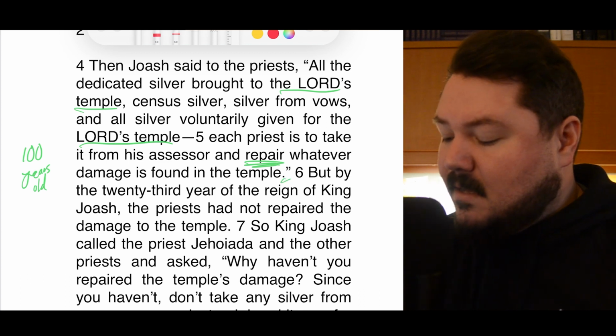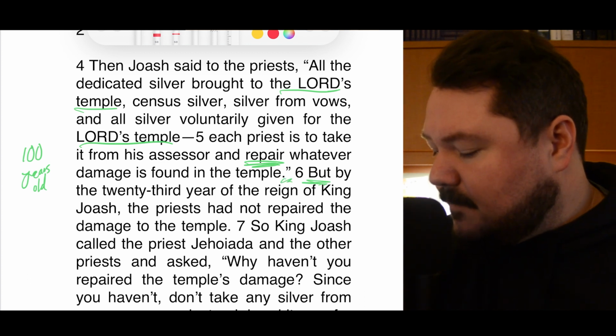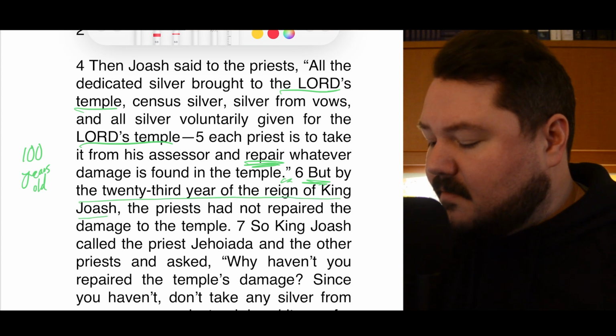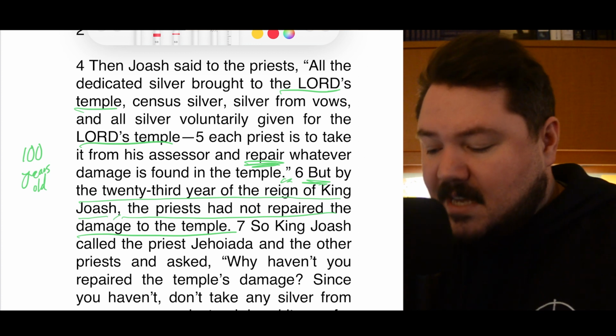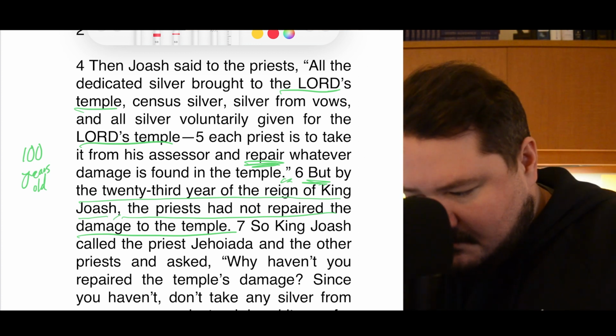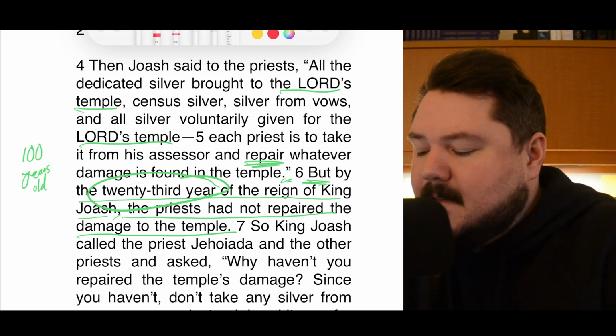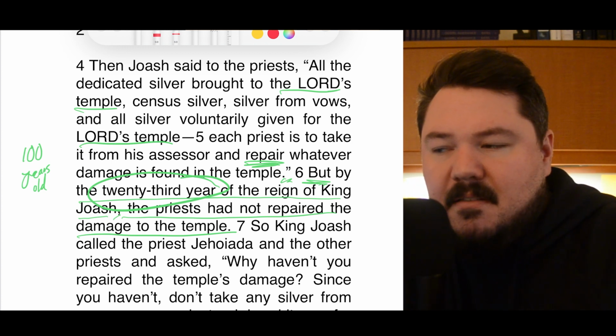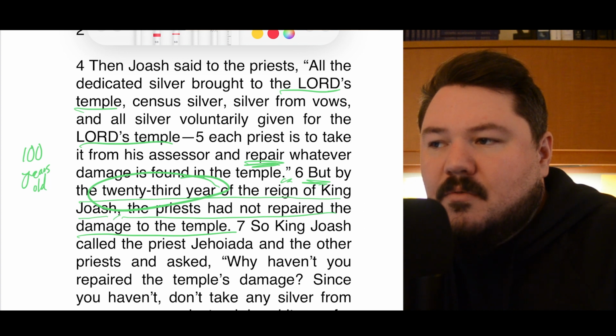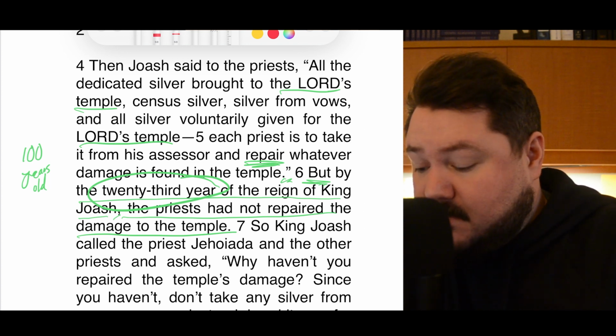But we pick up here and it says, but by the 23rd year of the reign of King Joash, the priests had not repaired the damage. So Joash gave the decree, and yet 23 years later, the priests had not repaired the damage. So what's that all about?